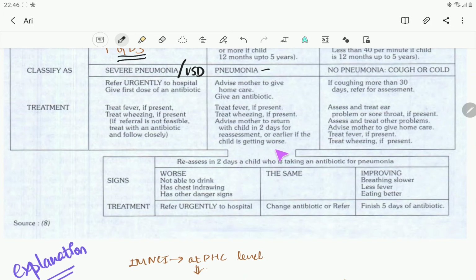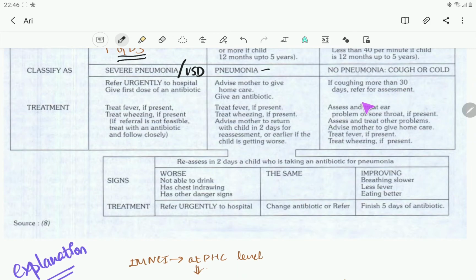Now what can happen in that 2 days is what is given over here. Either the child becomes worse, like the child will go and experience the general danger signs and a very severe disease, or the child could remain the same, then you're probably prescribing the wrong antibiotic. Then you have to change the antibiotic. Or in that 2 days, the child could improve. Then that is a correct antibiotic, and we have to go ahead and ask the patient to complete the course of antibiotic.